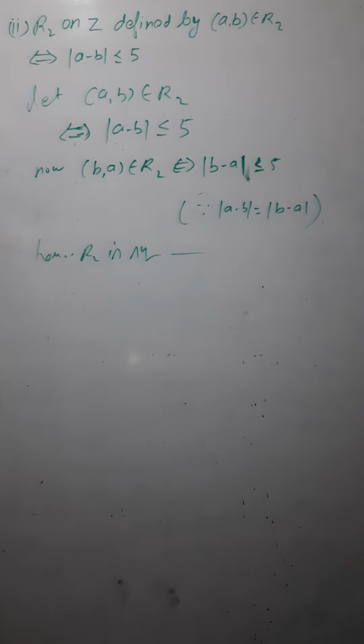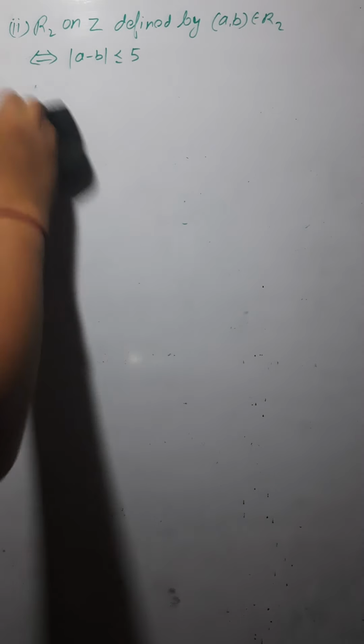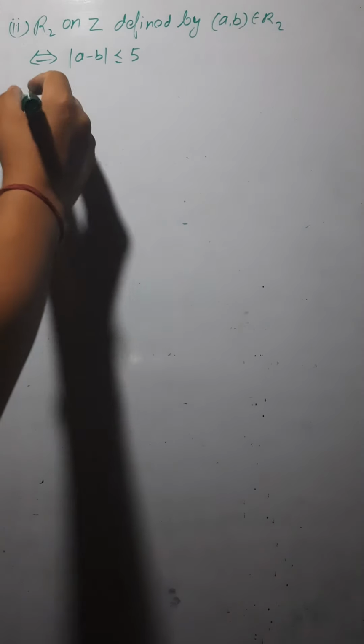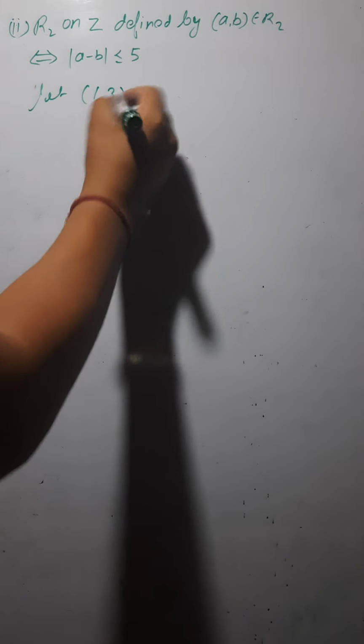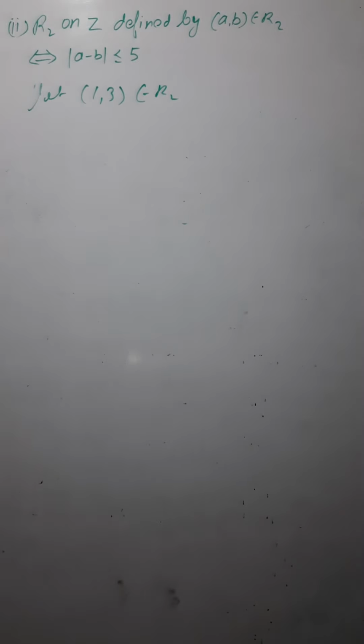Okay, now we are to check whether the given relation is transitive or not. For that we are to take 3 elements, isn't it? So let 1 comma 3 belong to the relation R2. We have taken these 2 elements because both are integers. So let 1 comma 3 belong to the relation R2.